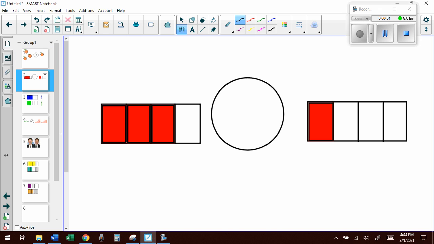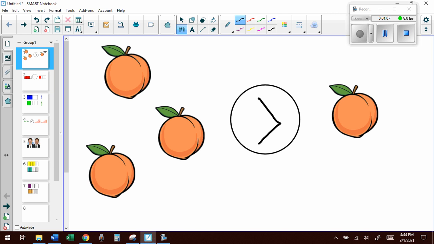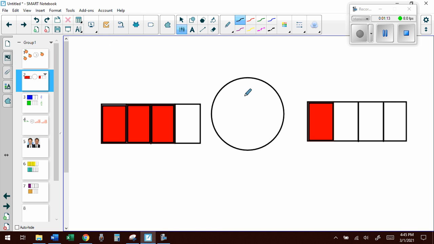If I were to look at fractions in a tape diagram, I have 1, 2, 3, 4, so I have fourths. I have 3/4 and 1/4. So I ask myself, same way with the peach logic, 3 peaches is greater than 1 peach, so 3/4 is greater than 1/4.